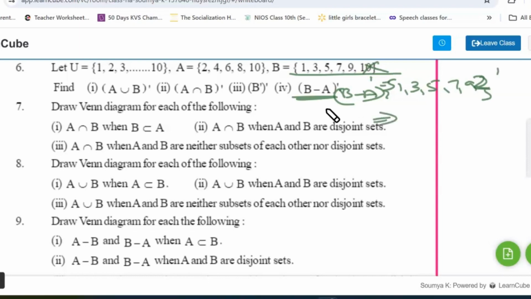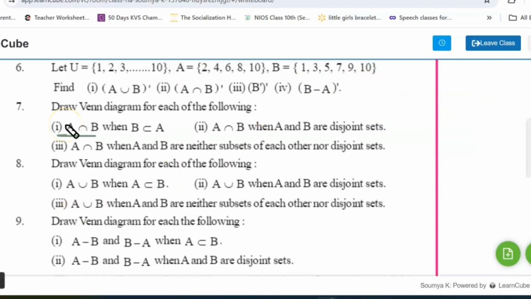So the complement of this would be 2, 4, 6, 8, 10. So 2, 4, 6, 8 and 10. This is B minus A complement. Okay.